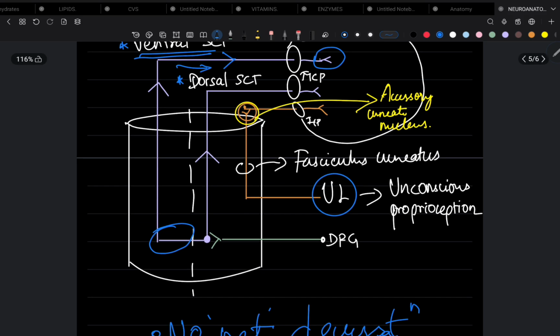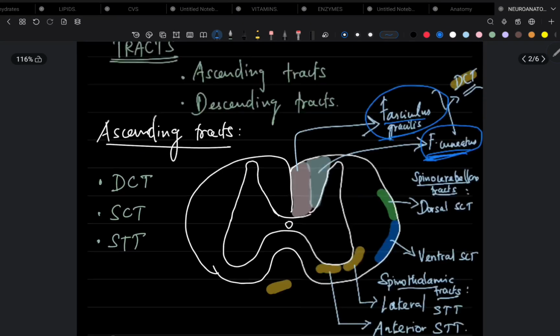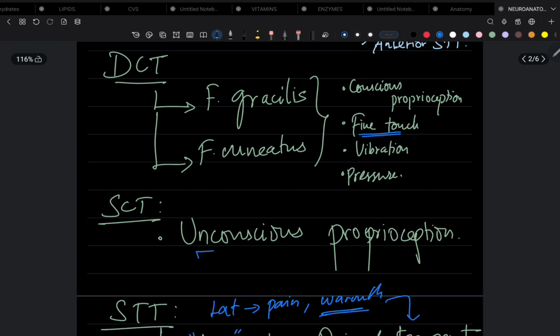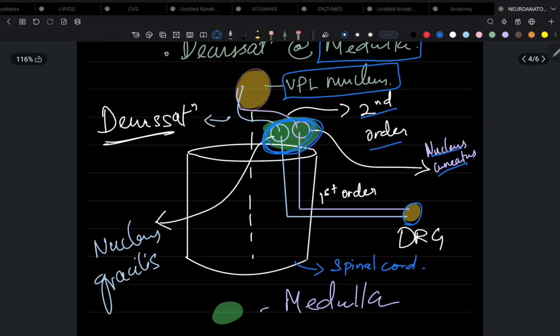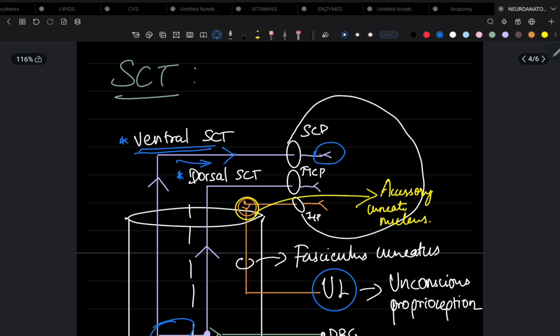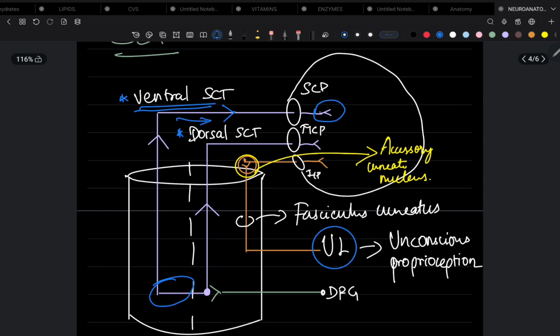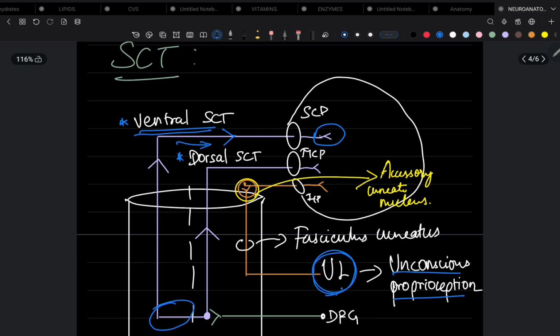And we have seen that unconscious proprioception is carried by spinocerebellar tract, right? But the one exception is the unconscious proprioception from the upper limbs, which is carried by the spinocerebellar tract. So this is the important exception. The unconscious proprioception from the upper limb is carried by spinocerebellar tract.